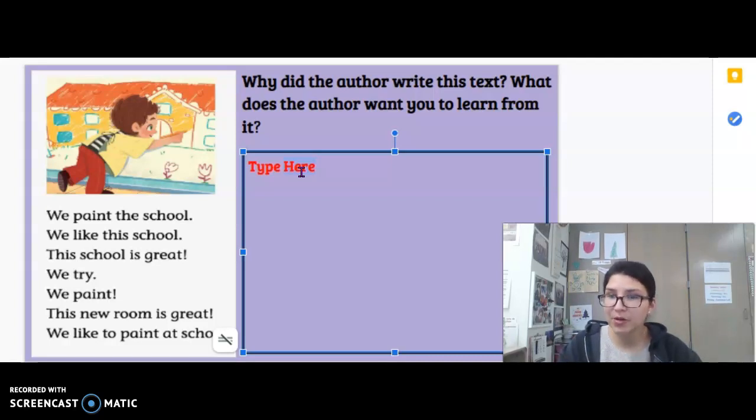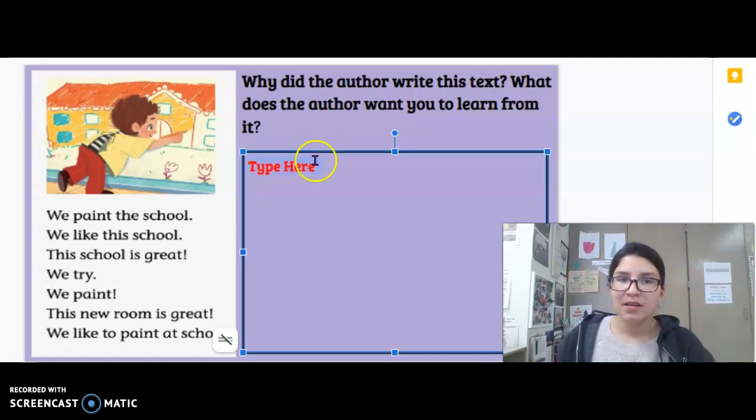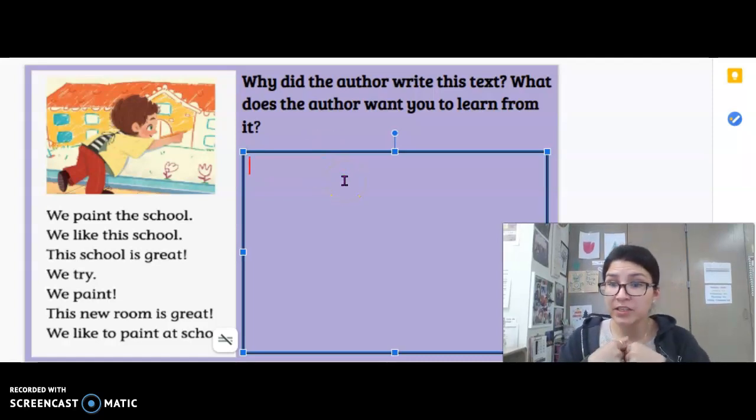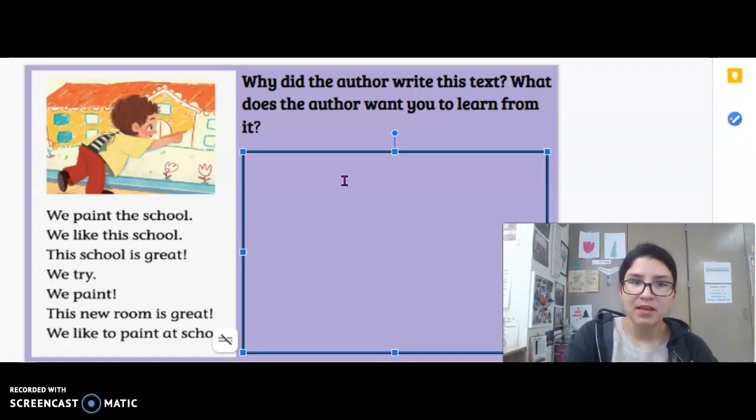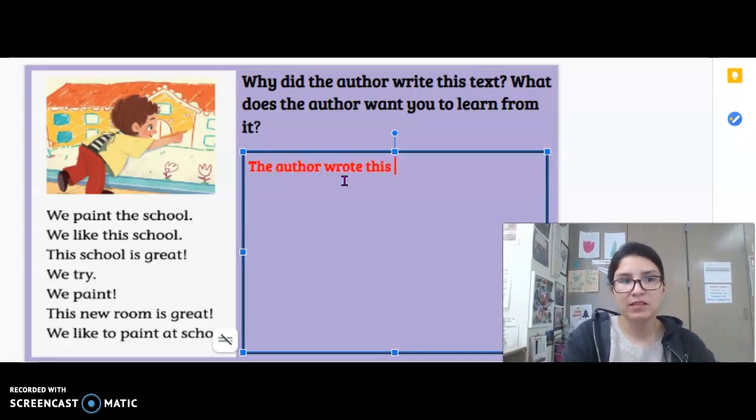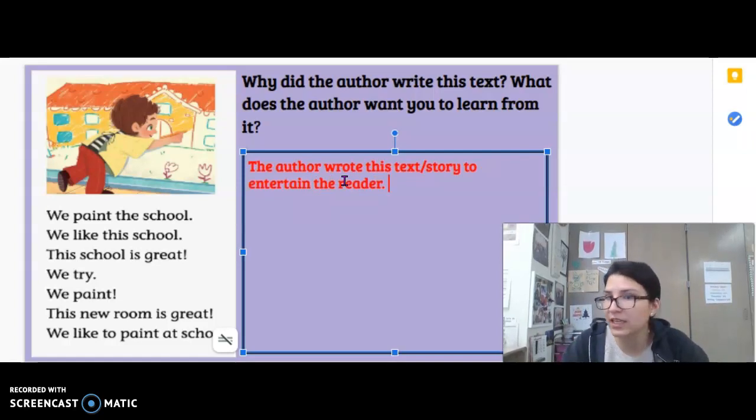So you're thinking about the author's purpose right now. All right, why did the author write this text? What does the author want you to learn from it? I think, and if you want to share at school or with a stuffed animal, pause the video. Otherwise, I'm going to continue. The author wrote this little story to entertain the reader. I think the purpose of this story is just to entertain you, okay? Just so you can enjoy it.